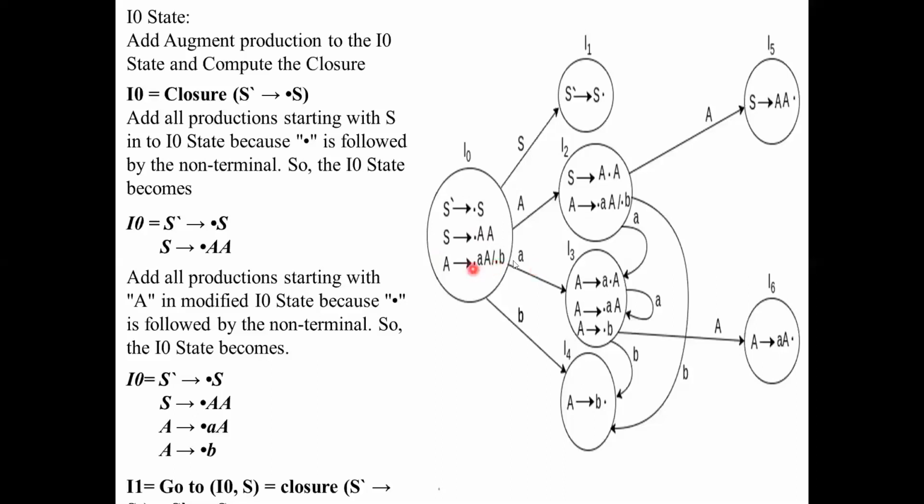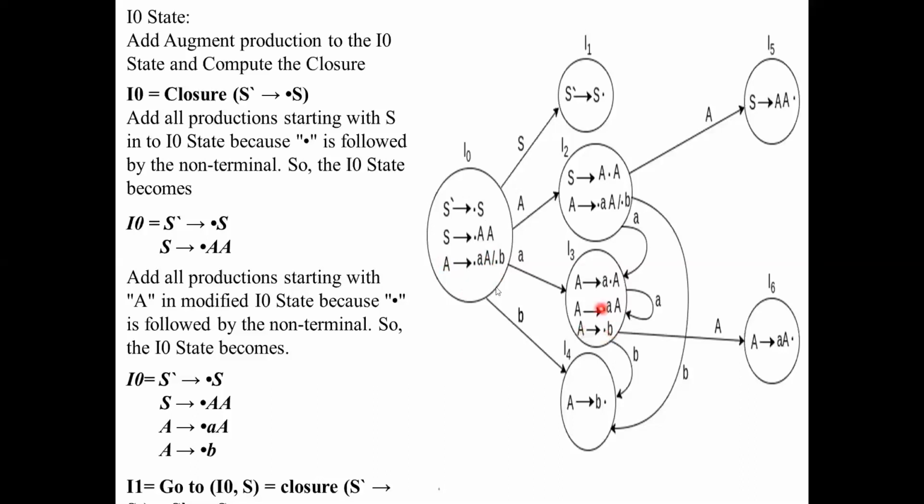Now again we can understand these things here. If we take goto A, it means we shift this dot from this place to this place. So the production is A tends to A dot A. And again after the dot, a non-terminal A occurs. So we add all the productions of A which occur in the closure of S, or closure of I0. Clear? Now A tends to dot A or capital A, and A tends to dot B.